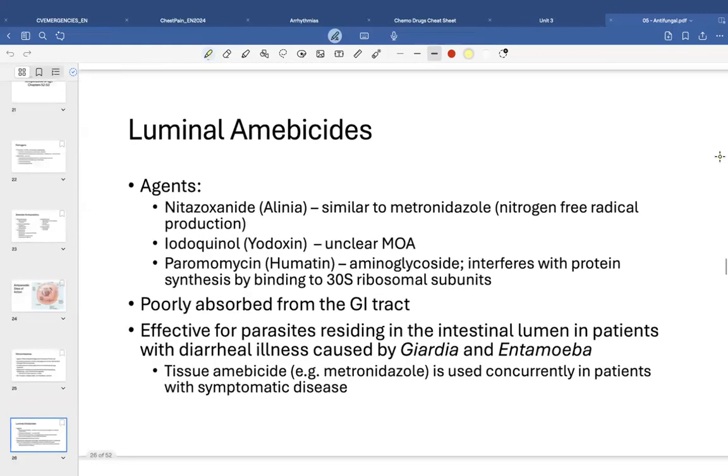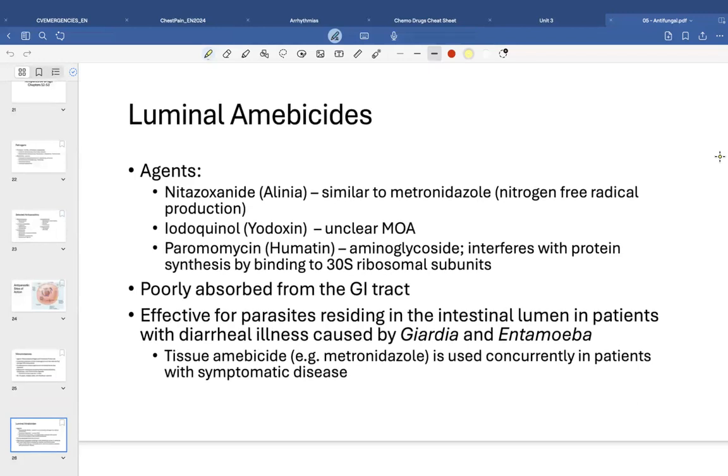Next group are the luminal antiparasitics. These are for food and waterborne infections that cause infection of the GI tract and intestine. They include nitazoxanide, iodoquinol, and paromomycin. They all have different mechanisms, but the key thing that ties this group of drugs together is that they do not have much in the way of systemic absorption. They stay in the GI tract and exert their effects in the lumen of the small intestine and large intestine. So as they transit the GI tract, they exert their effects more locally. You don't get much in the way of systemic absorption. And they are used for patients with GI-related diarrheal illness.